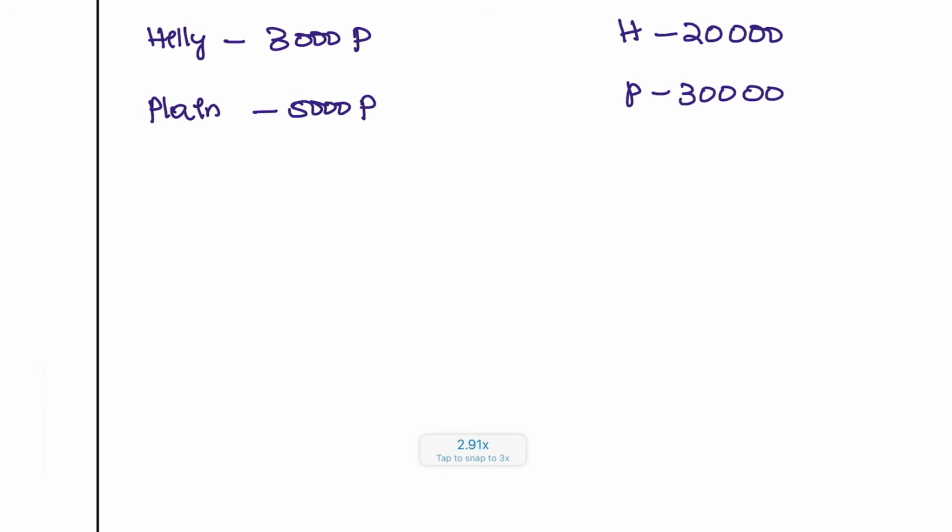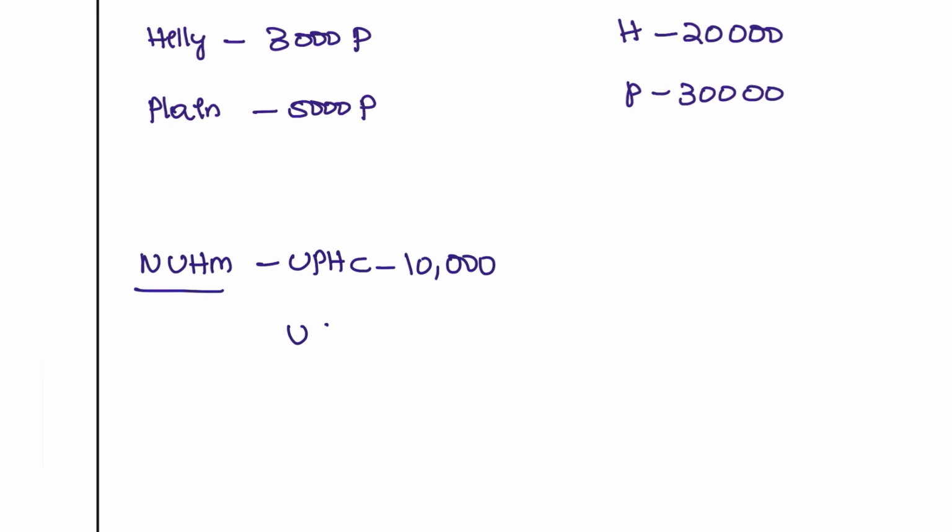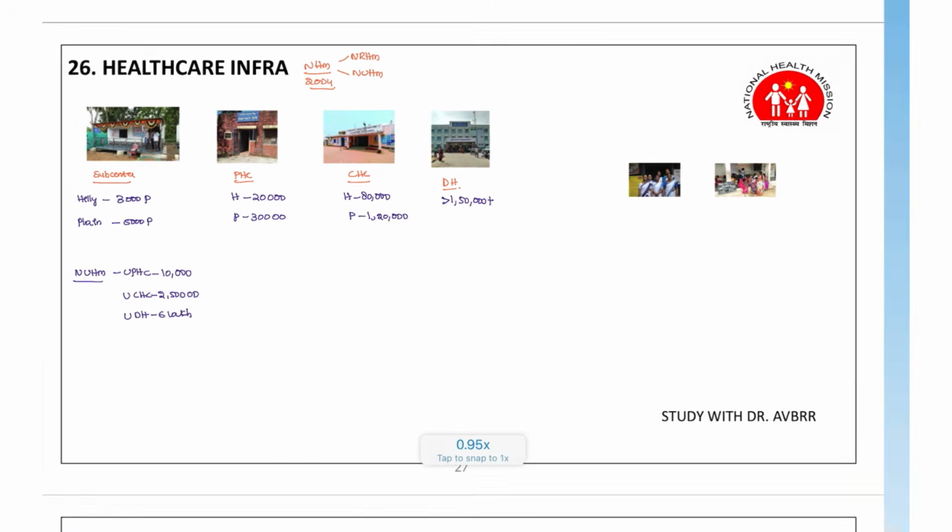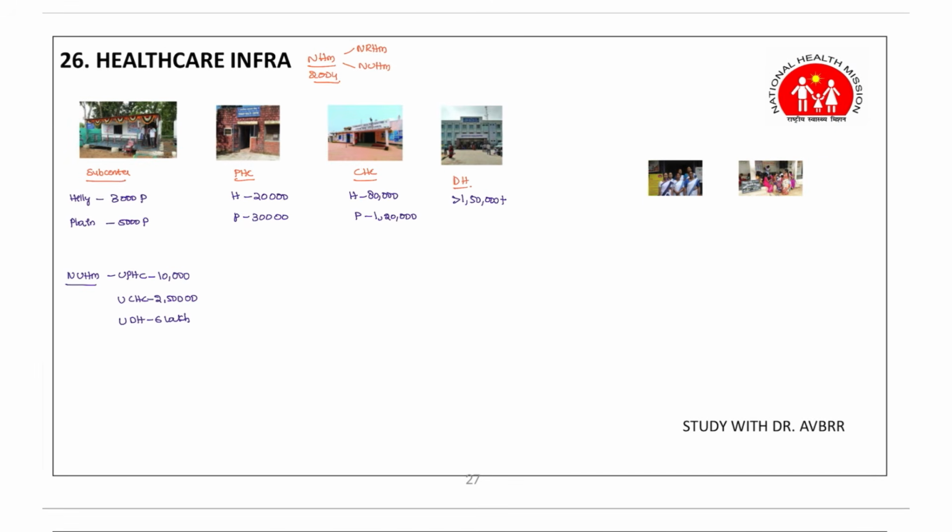Next, the urban mission we also mentioned, right? National Urban Health Mission. In the National Urban Health Mission, the urban PHC consists of 10,000 population, the urban CHC 2,50,000, and the urban district hospitals cover up to 6 lakhs. This is the population that they are going to cover.